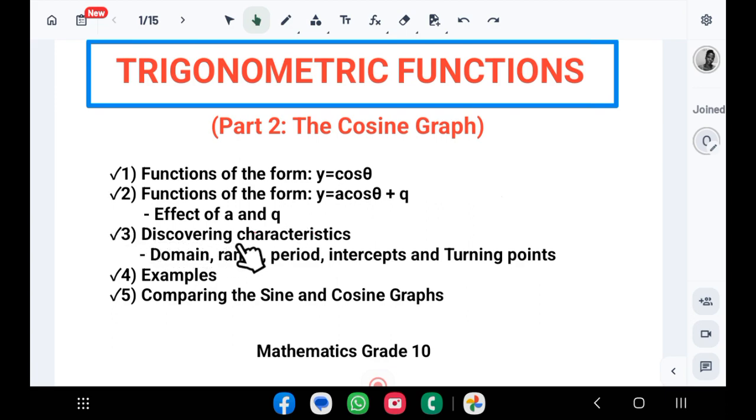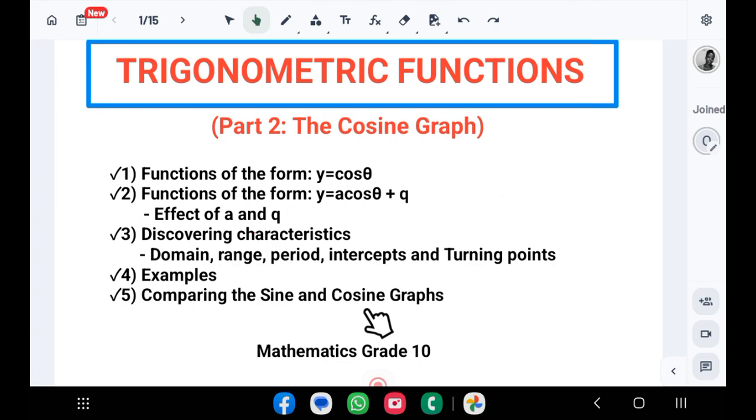Number 3, we're going to look at the characteristics of a cosine graph. What is the domain, the range, what is the period, what are the intercepts, and what is the turning point. Number 4, we're going to look at examples that help illustrate how you solve different types of problems where the cosine graph is concerned. Number 5, we're going to look at a comparison between the sine graph and the cosine graph. There is a special relationship between the two.